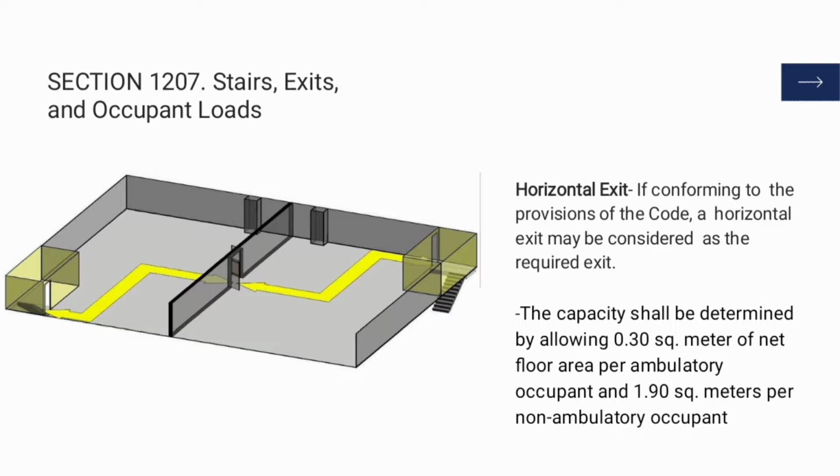And then the capacity shall be determined by allowing 0.30 square meter of net floor area per ambulatory occupant, and if dili ambulatory occupant, so it allows around 1.90 square meters.